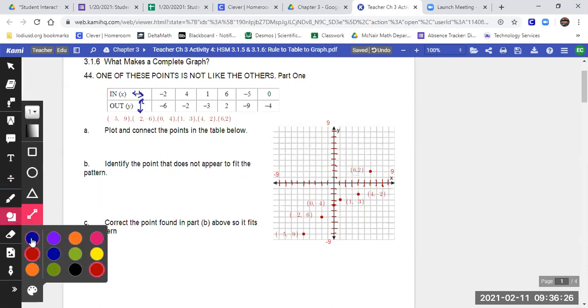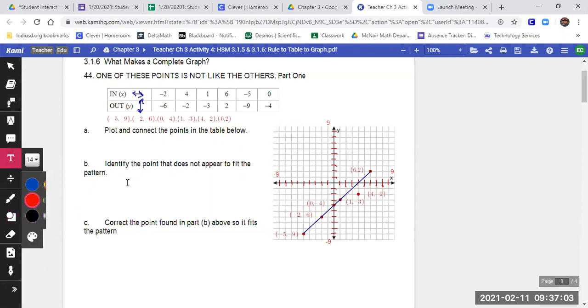Okay, so I need to go get my line because it says to plot the points and connect the dots. So I'm connecting my dots. I go down to the bottom one with the line tool, and I pull it up to the top one with the line tool. Boom. Okay, so we got our coordinates off the table, made that list. Then we plotted those points on the graph, labeled those points on the graph, labeled our graph with its scale, and connected the points. Now look what it says in B. B says, identify the point that doesn't appear to fit the pattern.